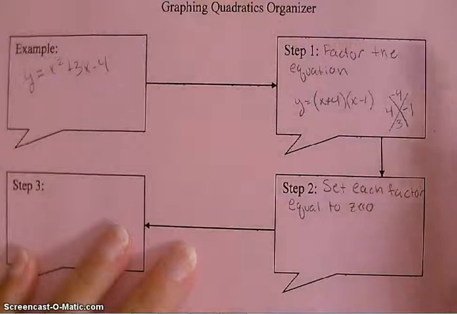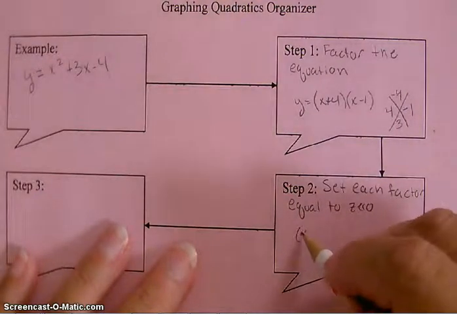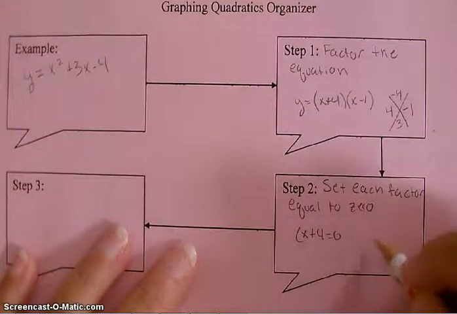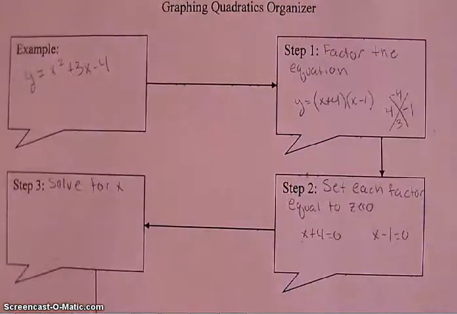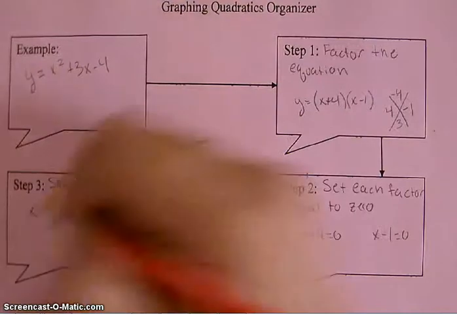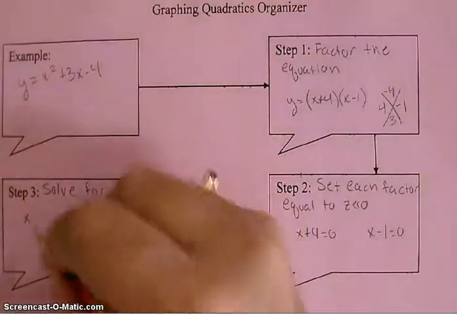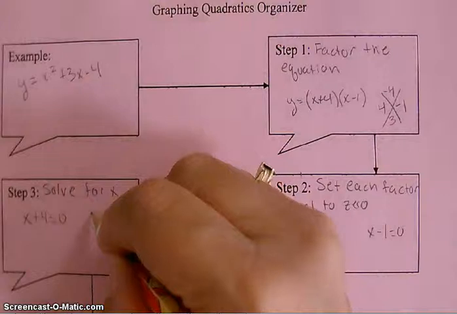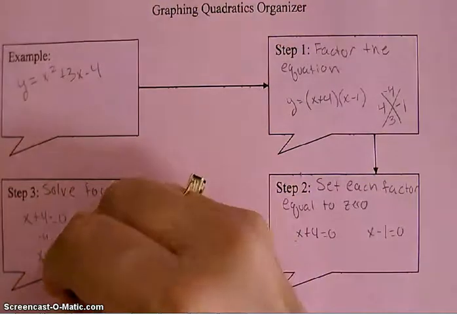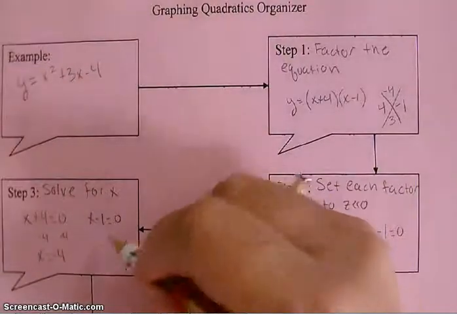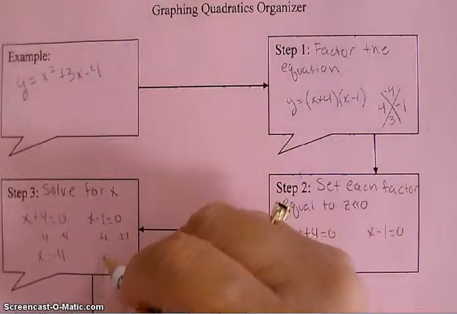The second step you're going to do after you factor the equation is to set each factor equal to 0. So my factor x plus 4 equal to 0, and then x minus 1 equal to 0. We don't need the parentheses there, so let's just go ahead and erase that. After we set each factor to 0, we want to now solve for x. So I have x plus 4 equal to 0, and then x minus 1 equals 0. I would subtract 4, and I get x equals -4, and then here I would add 1 to each side, and I get x equals 1.